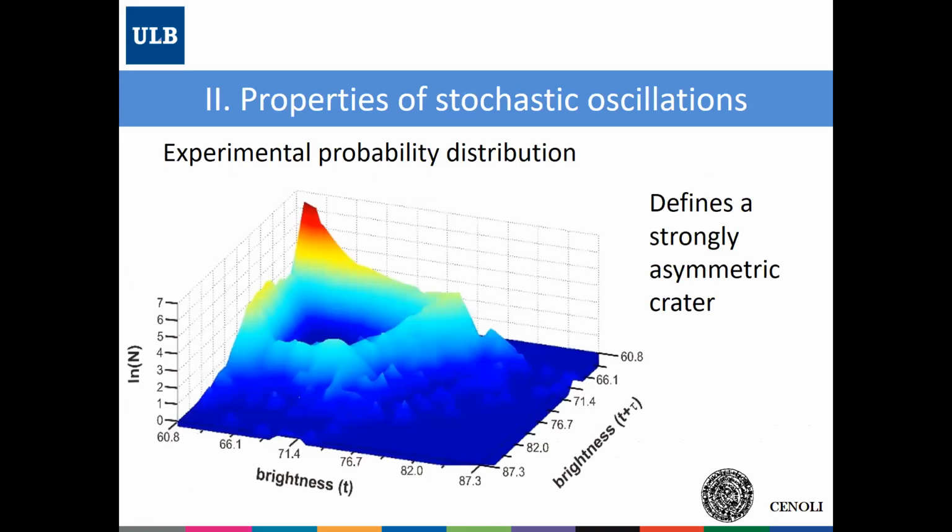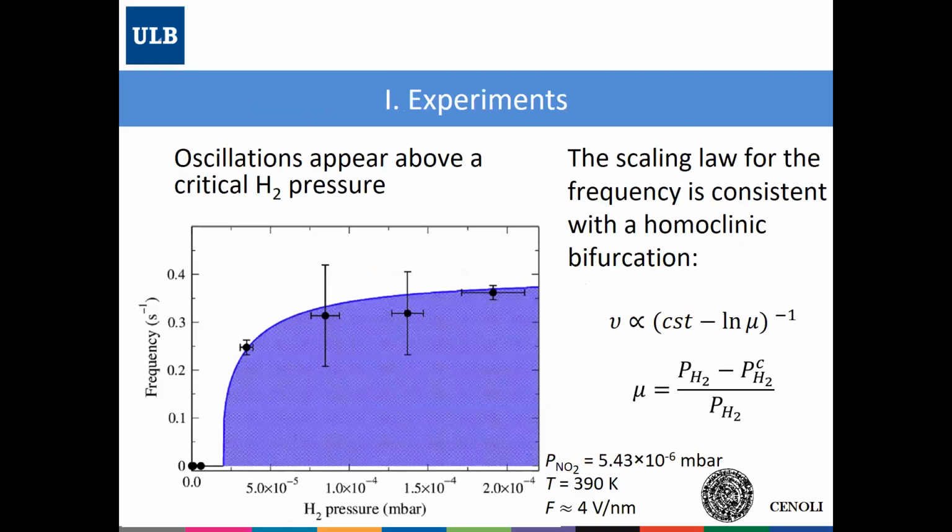And this probability distribution has a specific crater-like shape, which is characteristic of limit cycles in the presence of fluctuations. The rim of the crater would be the limit cycle, and the slopes would be deviations from it due to fluctuations. Something else that is also interesting with this technique is that the different parameters can be varied in a systematic way.